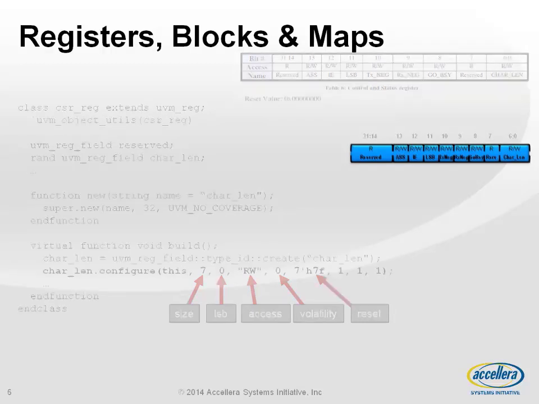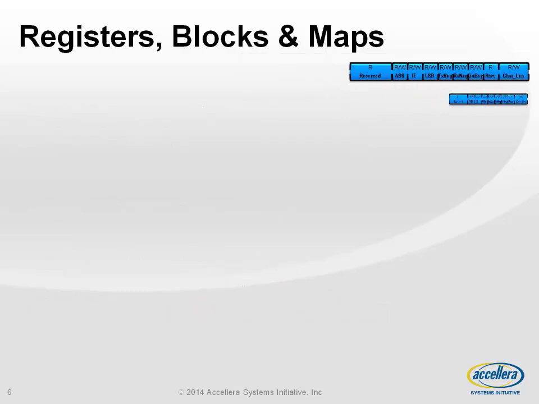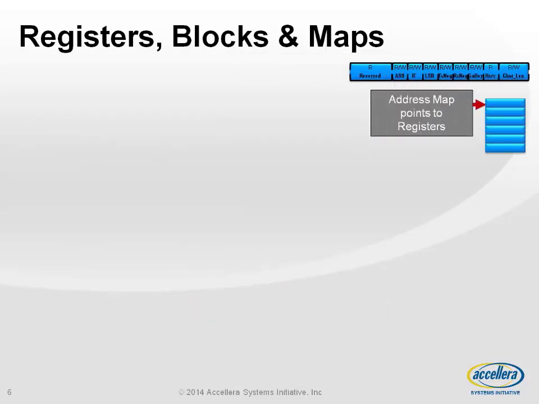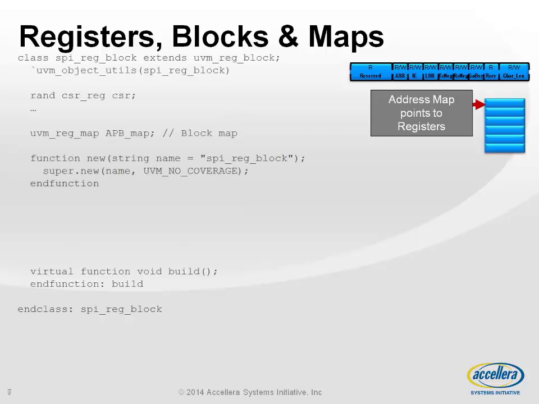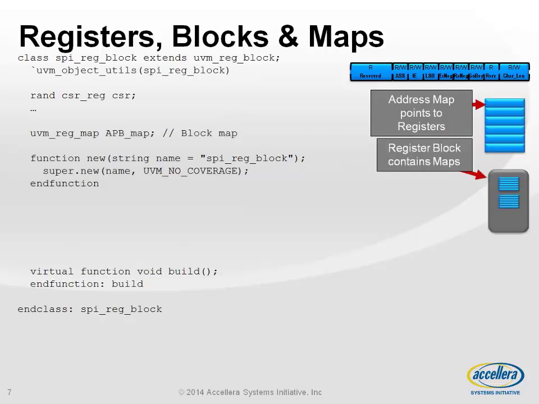Then we want to take that register and put it in a block. So we have the address map that points to those registers, and in that block, we're going to specify all of the registers and any subblocks that we might have. So inside of this register block here, we declare all of the registers that are part of the register block, and we specify the address map that we're going to use. So we're going to have to deal with that address map in a minute.